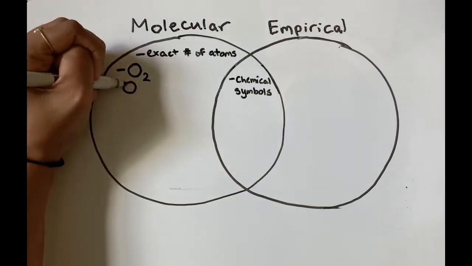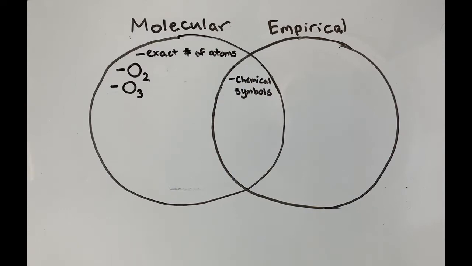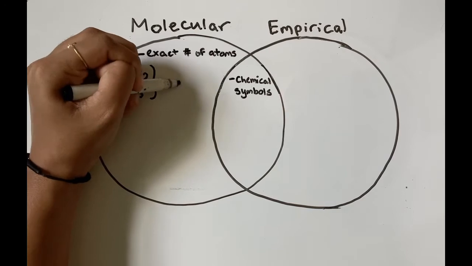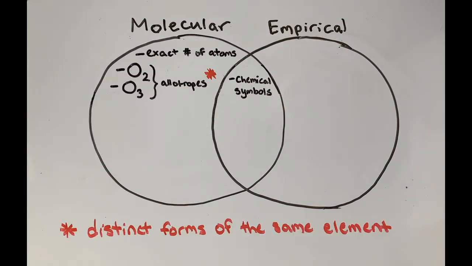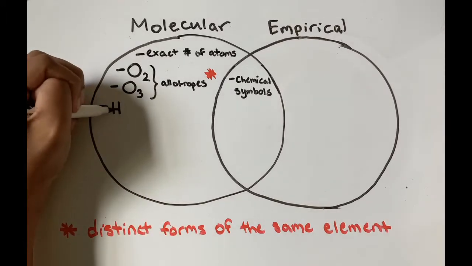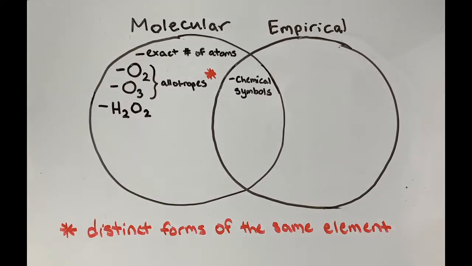O3, although made from the exact same element, is called ozone and has different properties. O2 and O3 are allotropes, since they are distinct forms of the same element. A more complex molecular formula would be H2O2, or hydrogen peroxide, since that's the smallest unit it can be broken into while still being hydrogen peroxide.